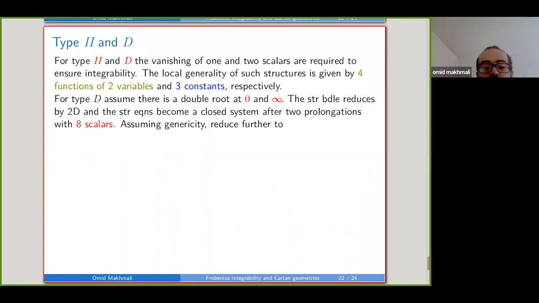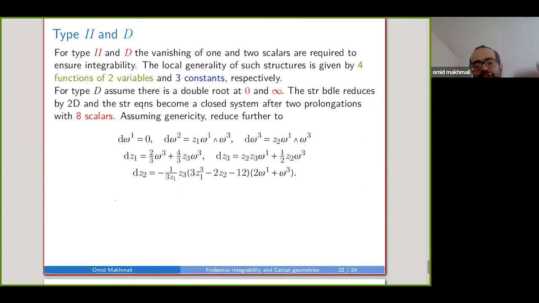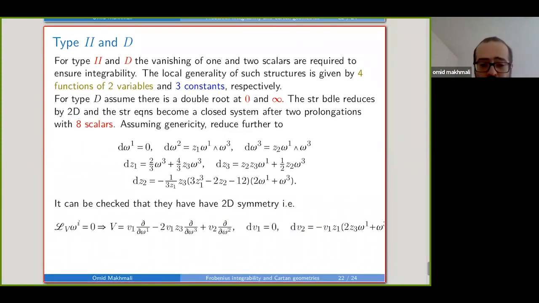So assuming genericity, that you stay away from some singular loci, then one can reduce further and get rid of all the structure group, all of P1, and basically get a distinguished co-framing on M satisfying these relations for two functions Z1 and Z2. And Z1 and Z2 satisfy these relations. So again, the reduction goes exactly like what I described previously when we were reducing in dimension four. So these things have two-dimensional symmetry.